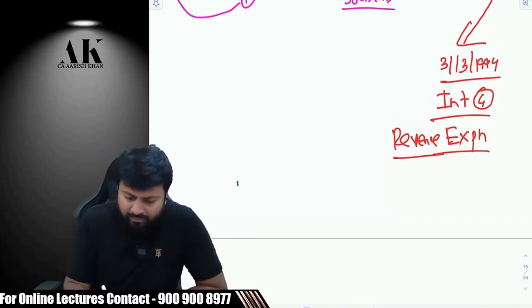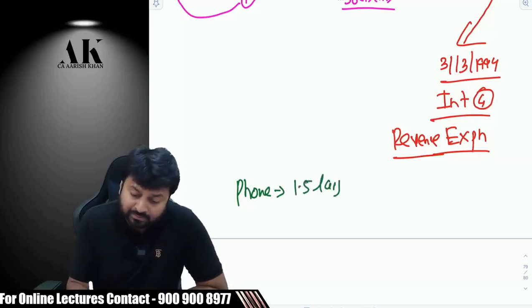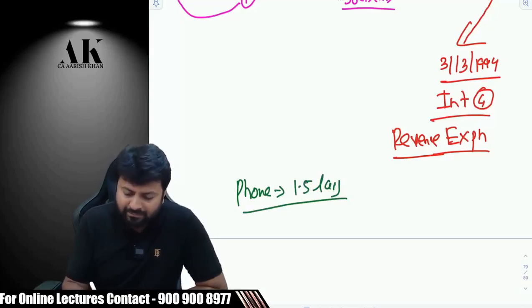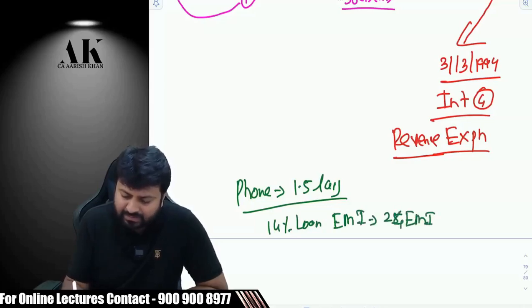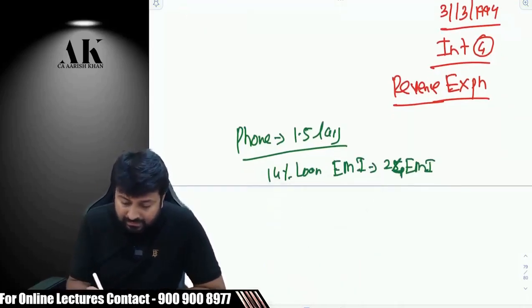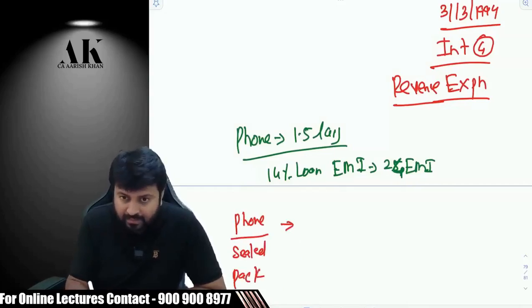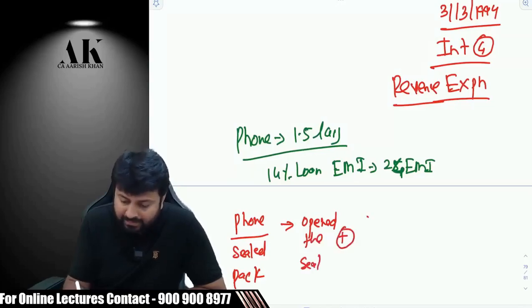Suppose I buy a phone, for example. I have bought an iPhone of 1.5 lakh rupees, but I have bought it on a 14% loan, EMI, whereby I'll be paying 24 EMIs for 2 years. Listen carefully. I bought the phone. The phone is sealed. I opened the seal and started using it.